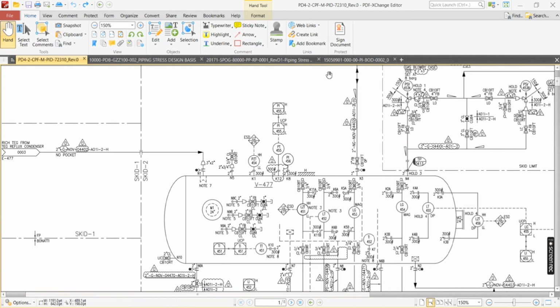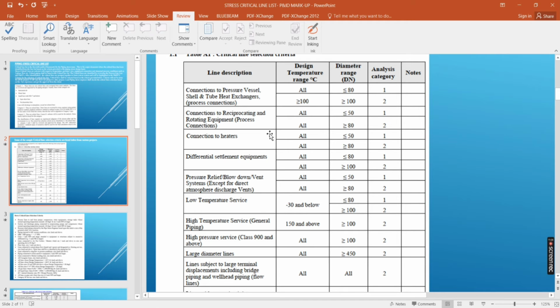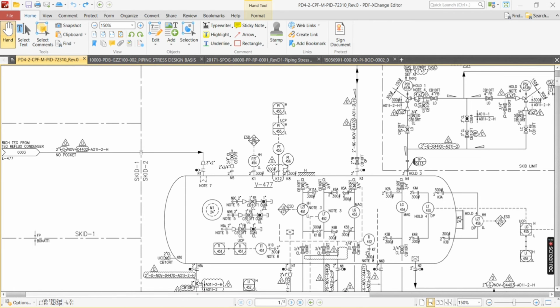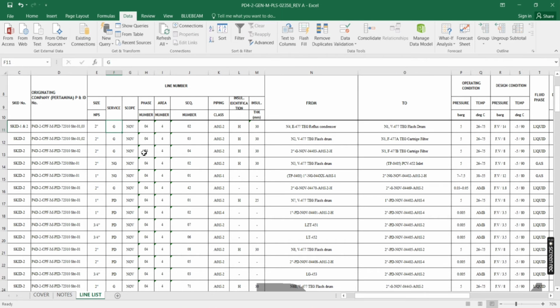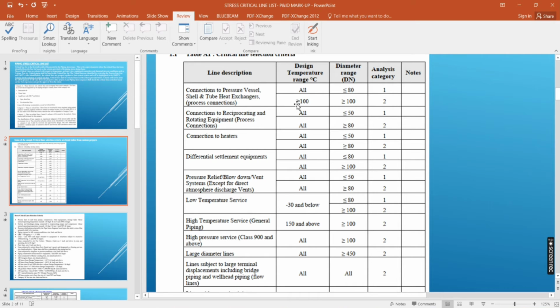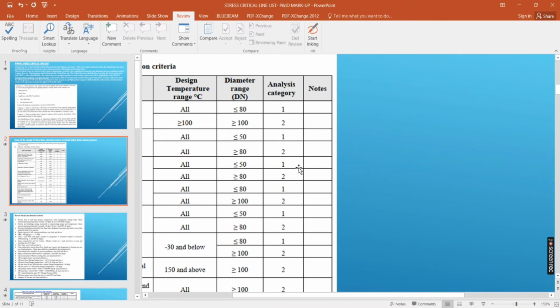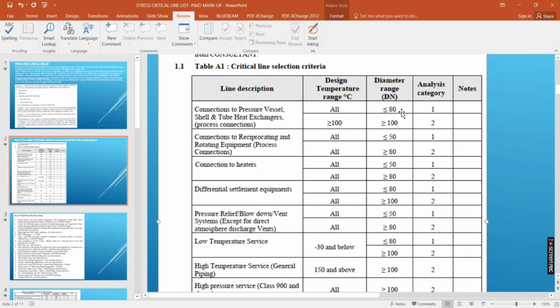So we need to see which criteria it comes under. For example, this is connected to a pressure vessel, this is pressure vessel equipment, and your line size is 2-inch. So here you see, irrespective of design temperature, if the diameter is less than 3 inch, 80 NB meaning 3-inch, it will come under category 1. Category 1 means non-critical line.